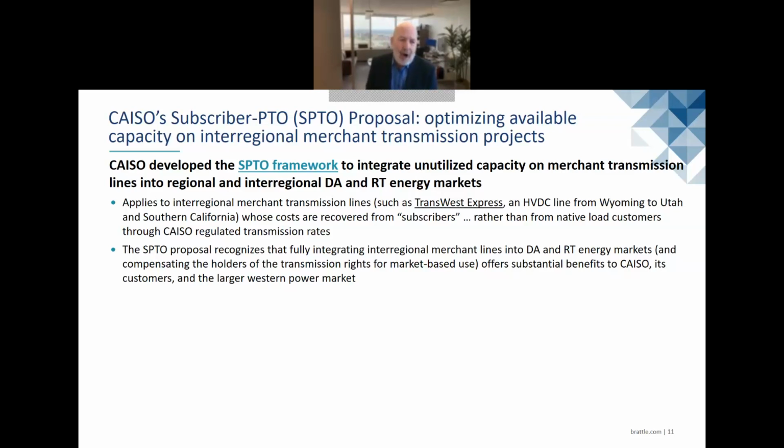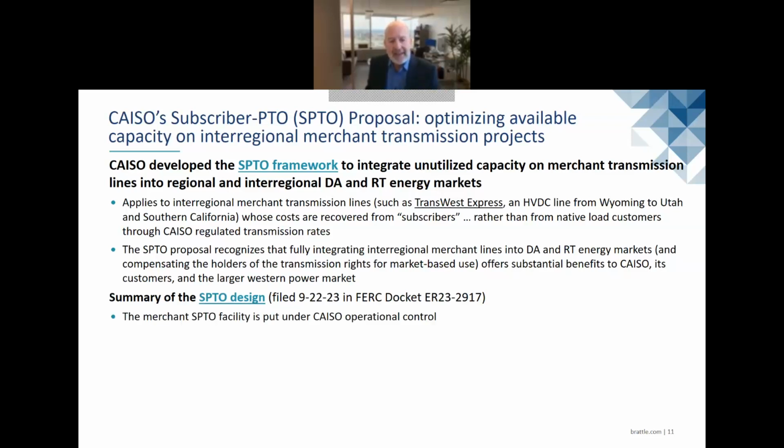And this is now being proposed for Trans-West Express, which is an HVDC line from Wyoming to Utah to Southern California. And the idea would be that subscribers on that merchant line have first right to the capacity that they subscribe, but any capacity left unutilized or unsubscribed would be contributed to the market and optimized in the larger Western footprint, not just within CalISO, but also within EDAM and EIM. The proposal has been filed at FERC in September.